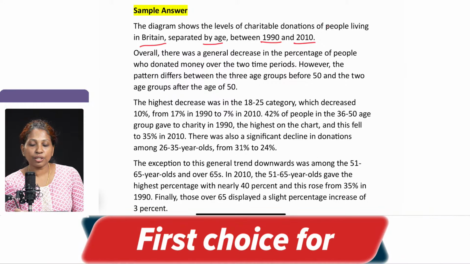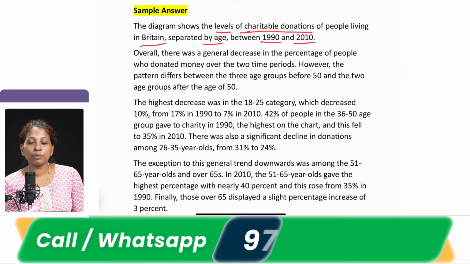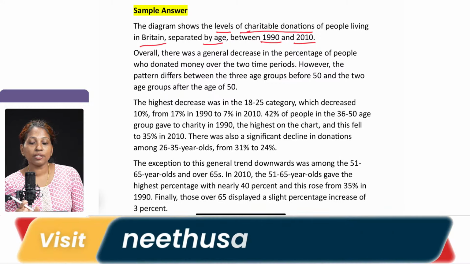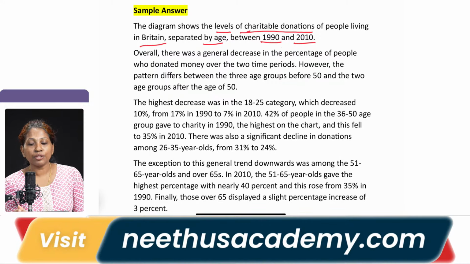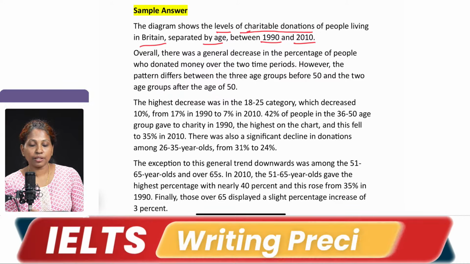So there are three things which are mentioned. They are actually the level of charitable donations, the amount of charitable donations these people are making in Britain, they have been distinguished by age, right? Between the time period of 1990 and 2010. This much is a part of your diagram. This much information is in your diagram.